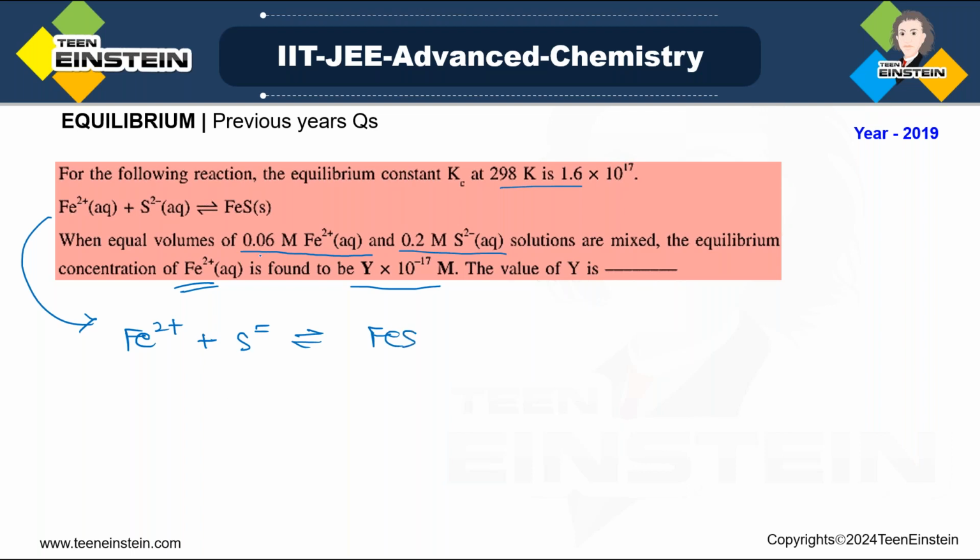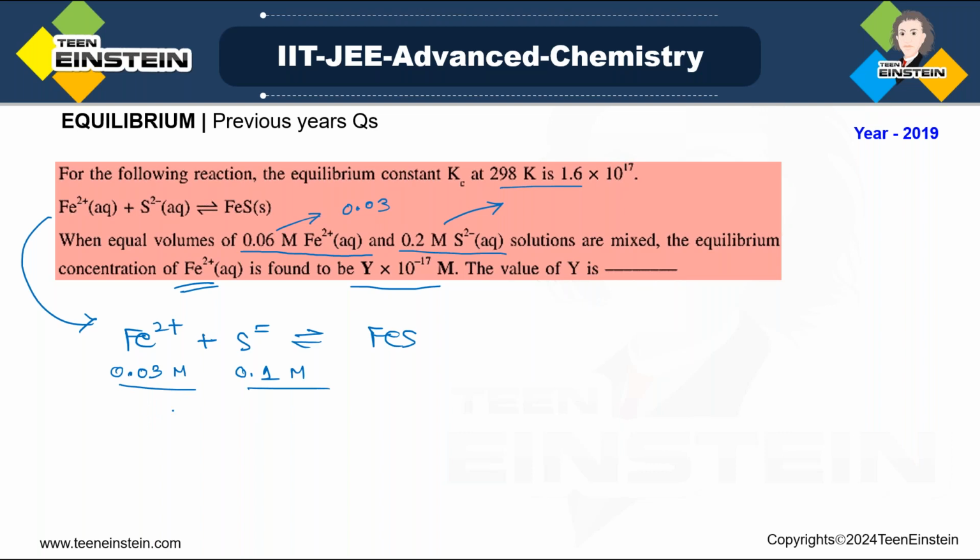Now see, as you have added equal volume, this will be reduced to half, so now the molarity is 0.03. Similarly, for this one also, it will be reduced to half. So the molarity is changed, right? Now here, one interesting thing is that this is present in lower amount, and this is present in excess amount.